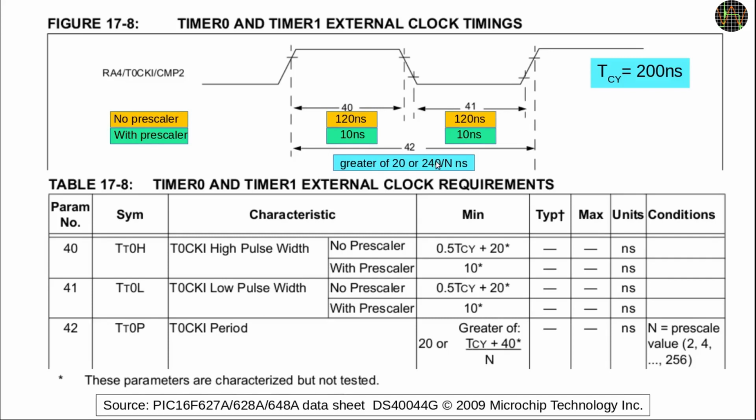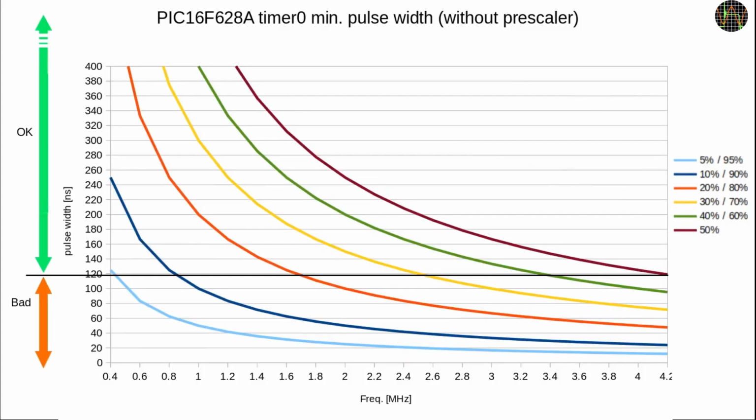I should point out that the datasheet marks these values as characterized but not tested, so in principle these are the limits, but they are not guaranteed to be precisely these values. In fact, I found that with the same PIC, the minimum working limits were slightly different for high pulse width and low pulse width. What does this mean in practice?